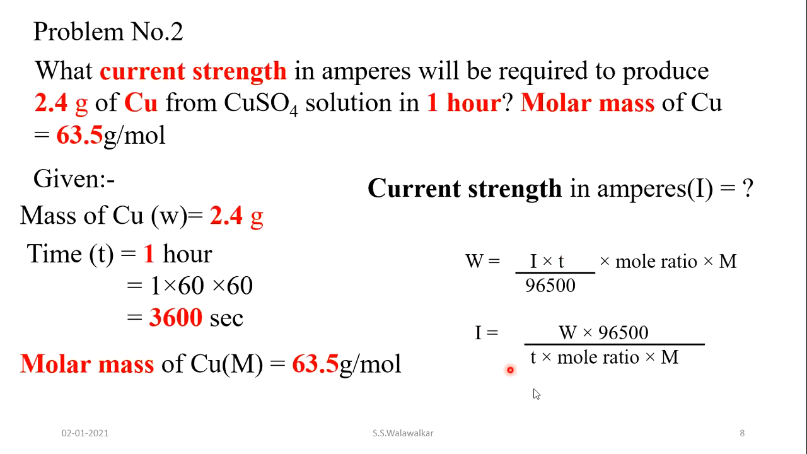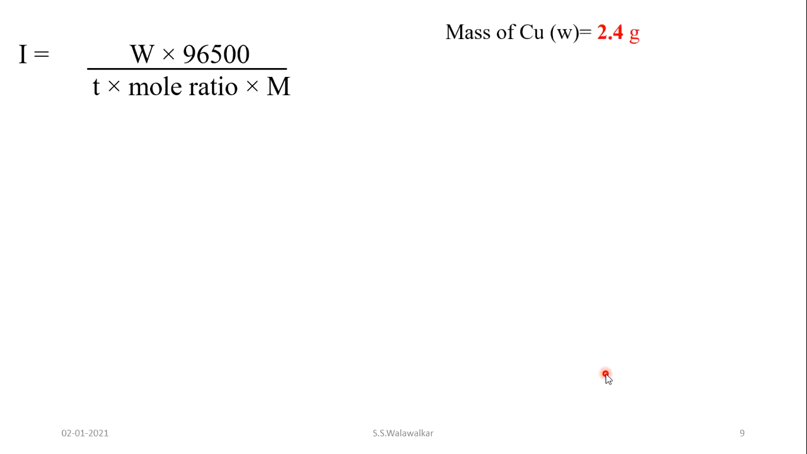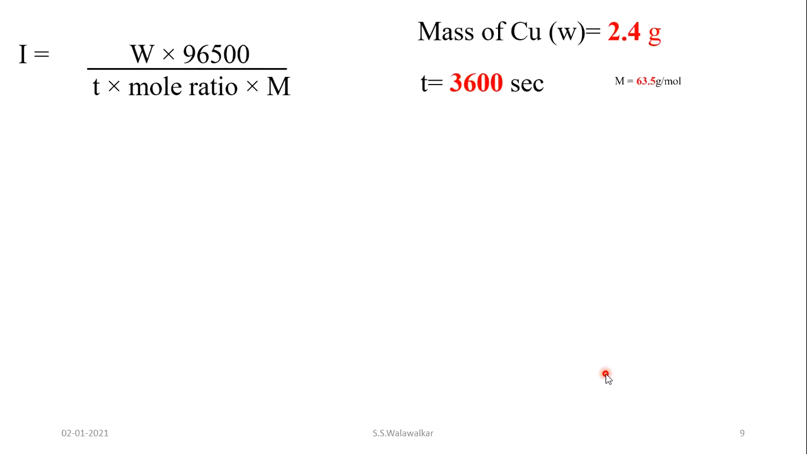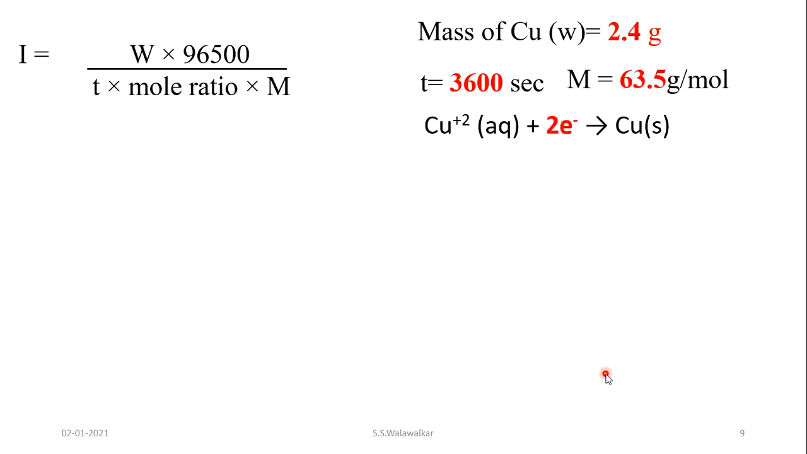Using this formula we can calculate the current strength, that is I. So substitute the values in this formula. Mass of copper W is equal to 2.4 gram, T is equal to 3600 and M, that is molar mass, is equal to 63.5. So if you substitute here, you have to calculate what? The mole ratio, and for that mole ratio you have to write what? The formula, that is a stoichiometric half reaction, that is reduction reaction.